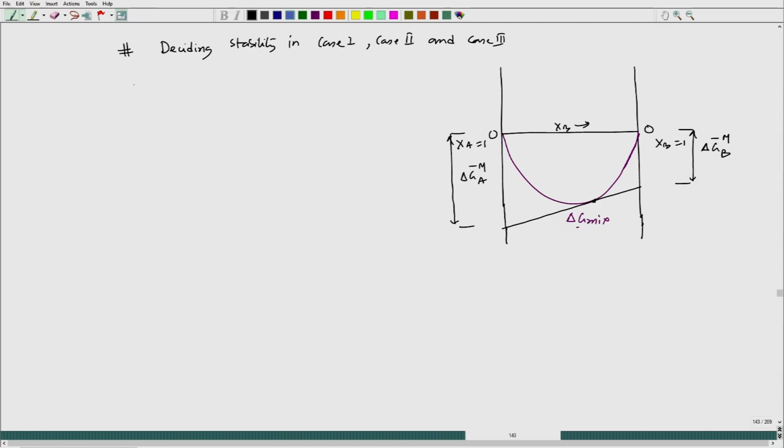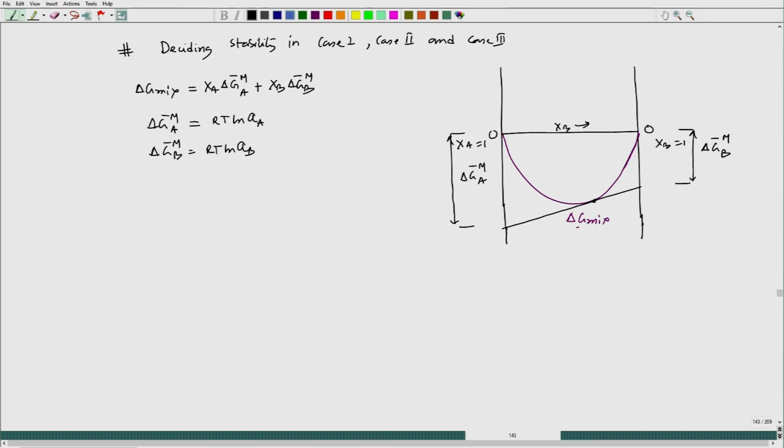Now, we can write delta Gmix in terms of those partial quantities: x A delta G bar M A plus x B delta G bar M B, where delta G bar M A can be written as RT ln a A, and delta G bar M B can be written as RT ln a B. Fine. We have seen this before.